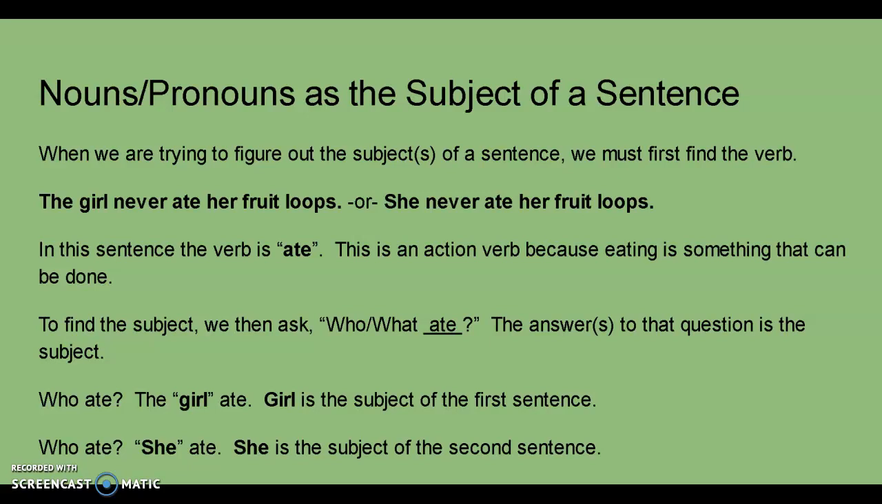Who ate? In the first sentence, the girl ate. So girl is the subject of the first sentence. In the second sentence, who ate? She ate. So she is the subject of the second sentence.